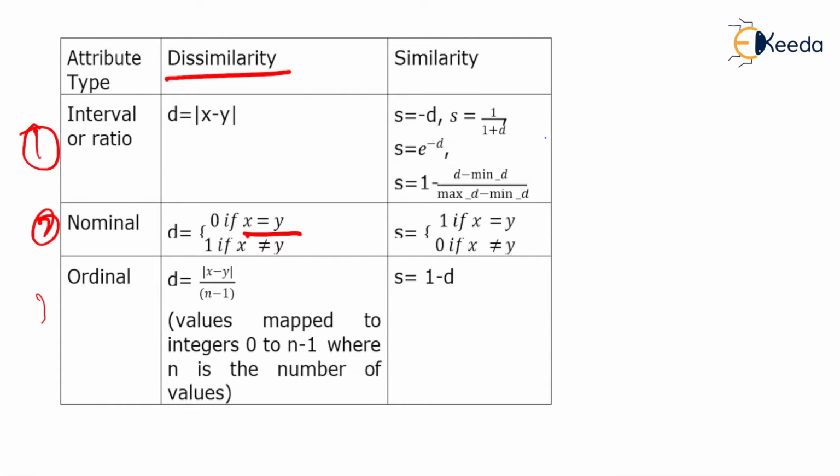Fine. Next, the third attribute is ordinal. In the ordinal, we are just mapping values to integers from 0 to n − 1, where n is the number of values. So d = |x − y| divided by (n − 1). And for the similarity, s = 1 − d. This is easier, like what we have discussed before, only given here in formula form.